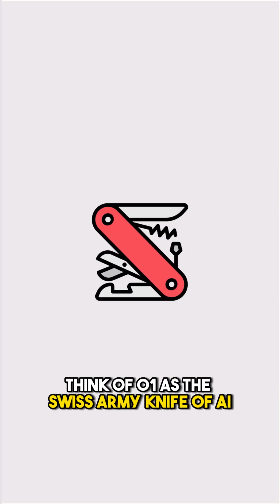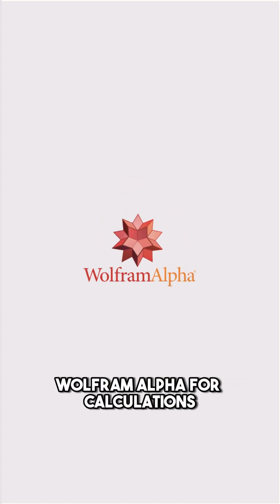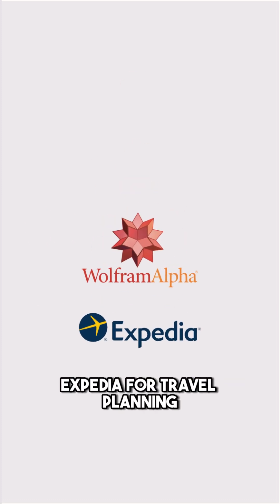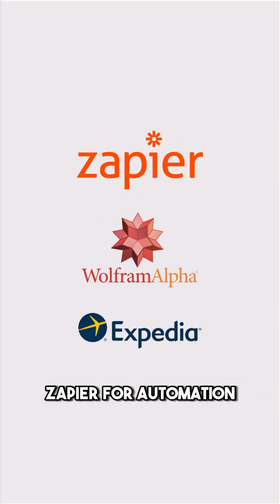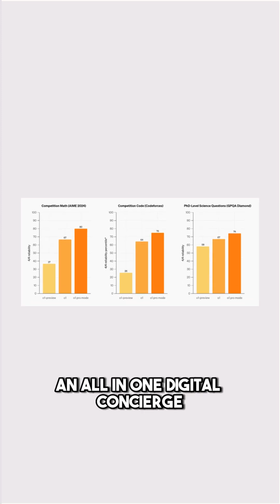Think of 01 as the Swiss Army knife of AI. It integrates seamlessly with tools like Wolfram Alpha for calculations, Expedia for travel planning, and Zapier for automation. It's like having an AI that can do everything, an all-in-one digital concierge.